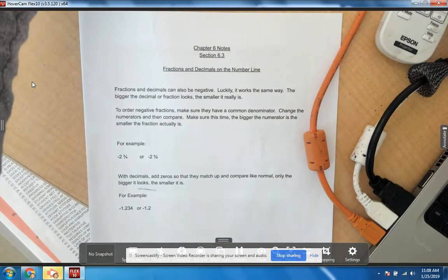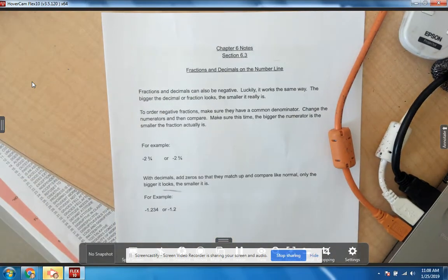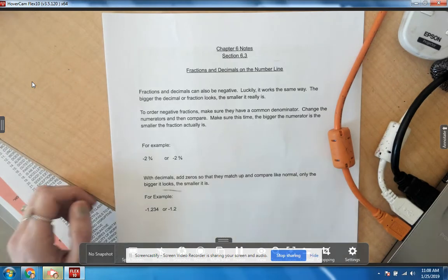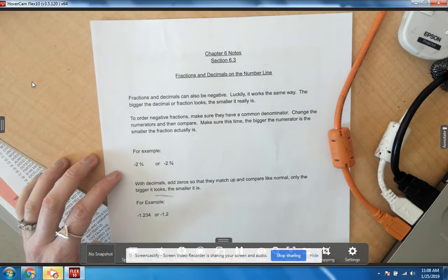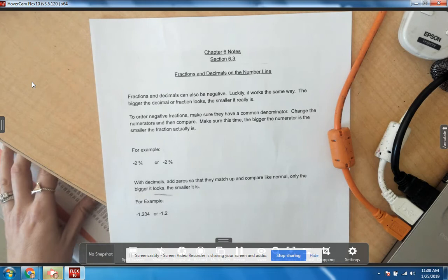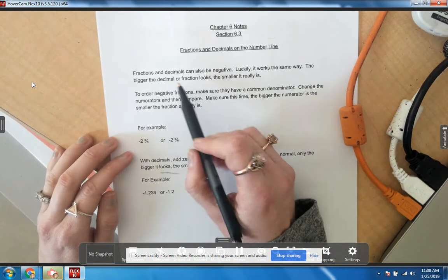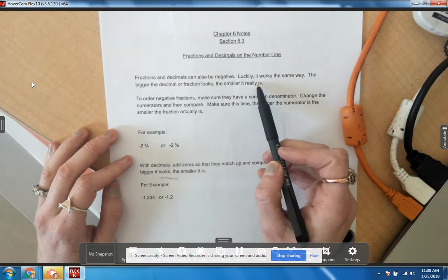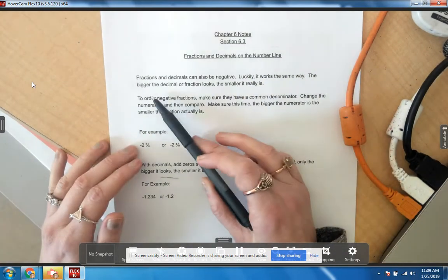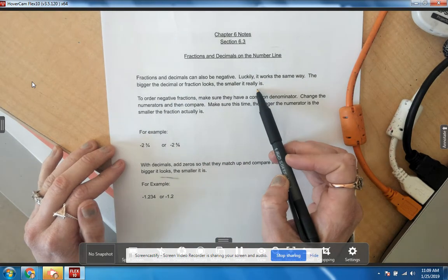So today we're going to be ordering fractions and decimals, positive and negative. If you remember with negative numbers, the bigger the number looks, the smaller it actually is. Fractions and decimals can also be negative, and luckily it works the same way. So the bigger the decimal or fraction looks, the smaller it really is.